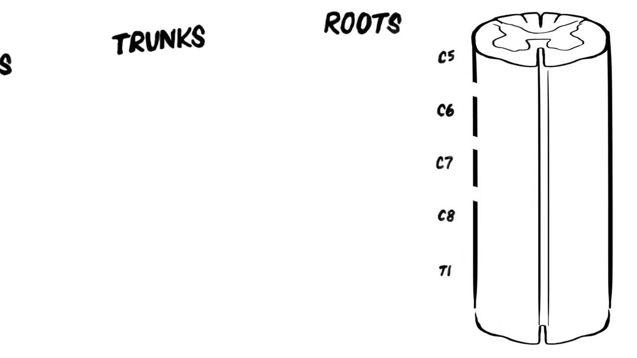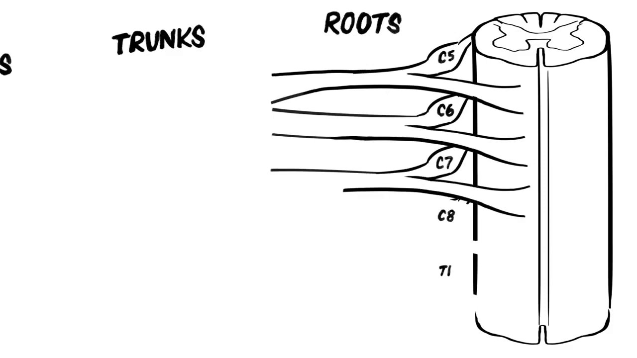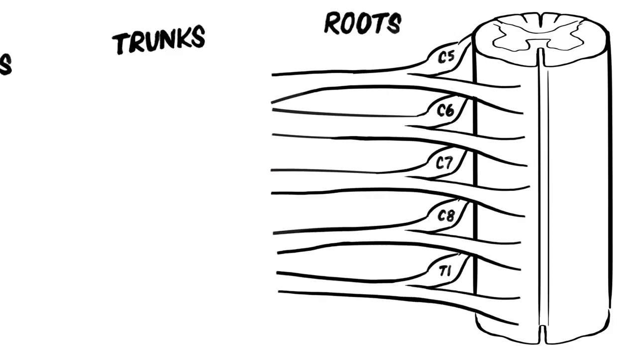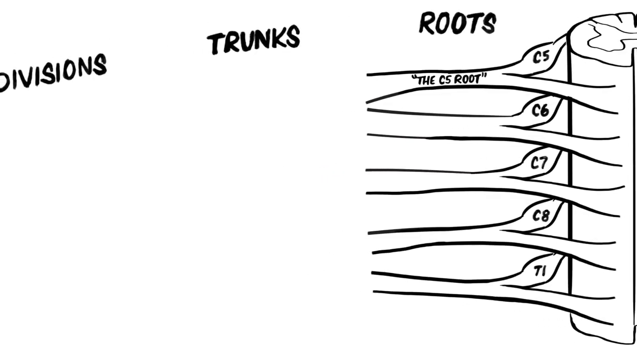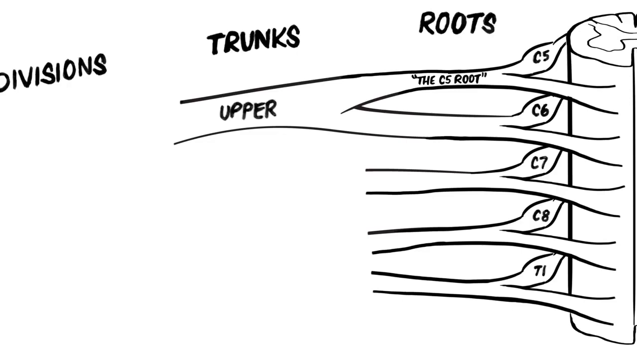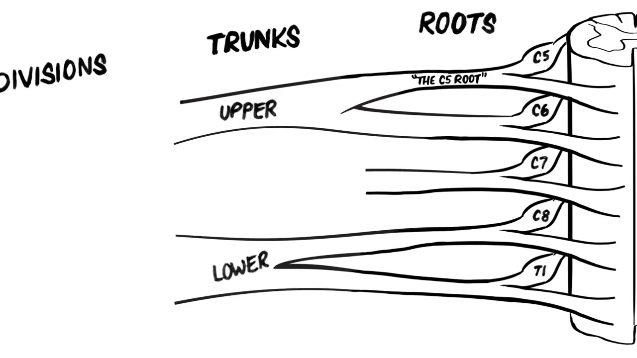Ventral rami from C5 to T1 form the roots. There is one root from each spinal segment, and they are named according to the spinal segment they represent. For example, the C5 root. More distally, the roots form the trunks. The C5 and 6 roots join together to form the upper or superior trunk. Likewise, the C8 and T1 roots join to form the lower or inferior trunk. Finally, the C7 root continues by itself to become the middle trunk.